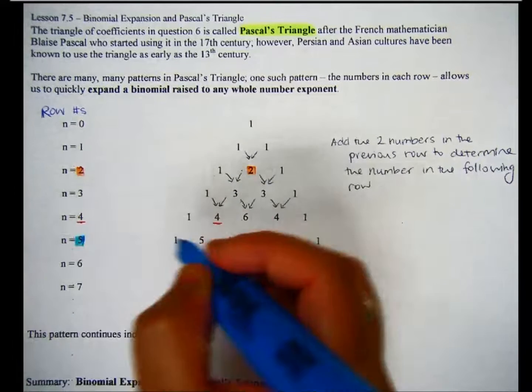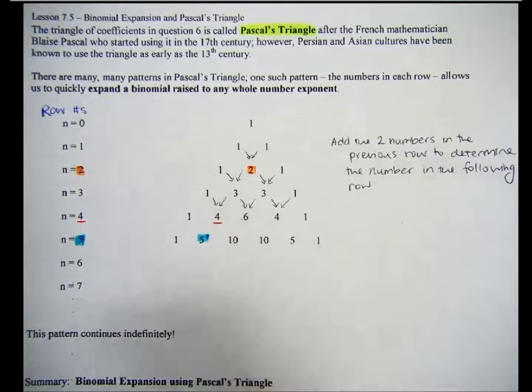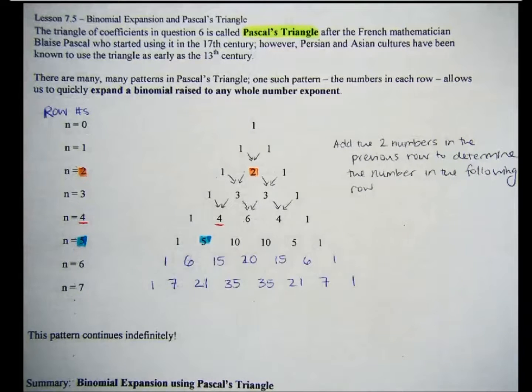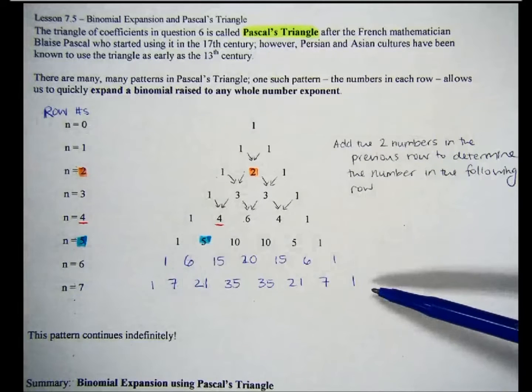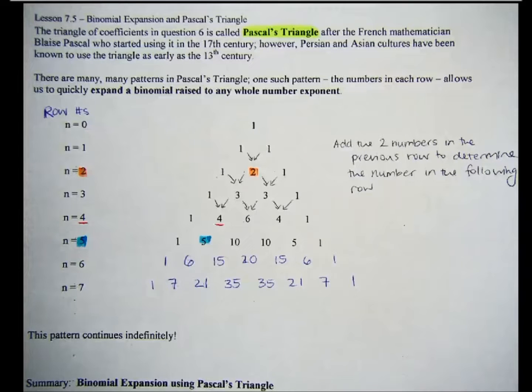Try to figure out the numbers in row n equals 6 and n equals 7. So pause the video and come back to it. And here are rows n equals 6 and n equals 7. And as you can see, this pattern would continue on forever and ever.